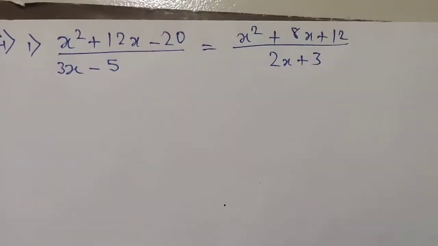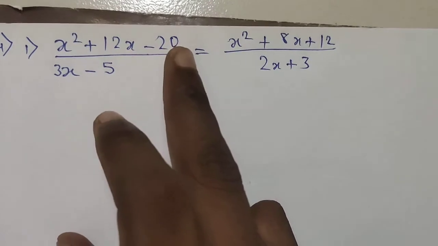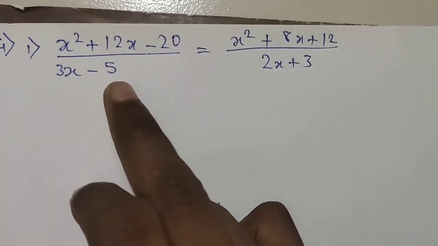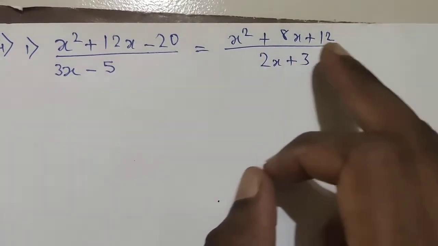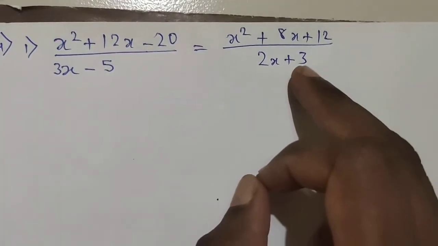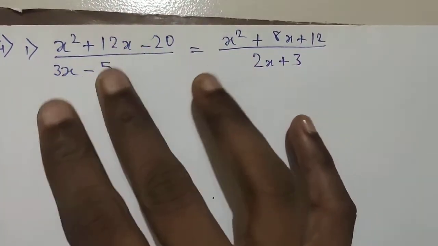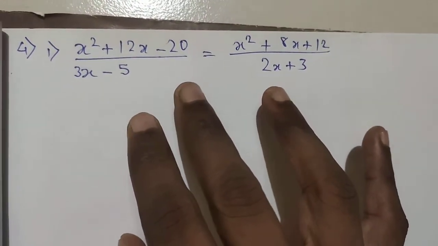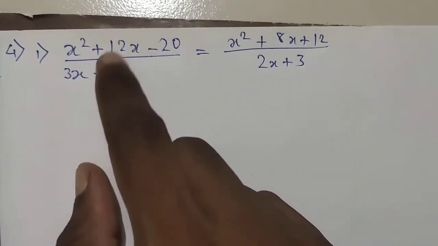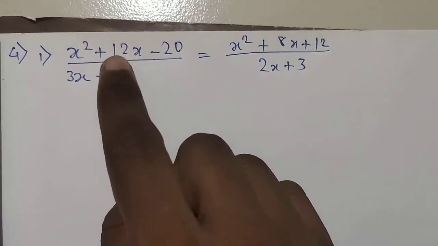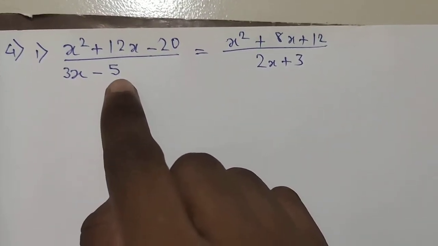You can see the question. Your question is x square plus 12x minus 20 upon 3x minus 5 is equal to x square plus 8x plus 12 upon 2x plus 3. Now what we want to do, we want to solve this and find out the value of x. Okay, so first you can see the first ratio. Here what is there, 12x minus 20, here 3x minus 5.